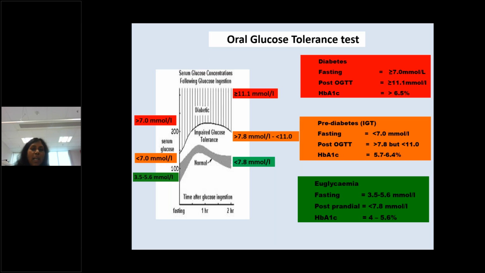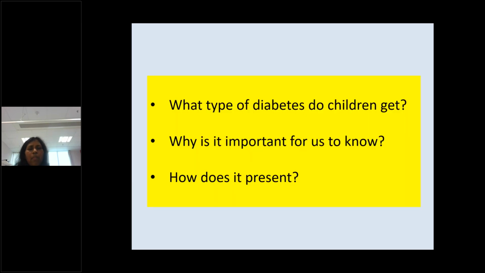And if you look at the diabetes cutoff, as I have said here, fasting should be more than 7 millimoles per liter, post OGTT it should be more than 11.1 millimoles per liter, and HbA1c should be more than 6.5%. However, a random glucose of more than 11.1 also diagnoses diabetes, and we don't necessarily have to go ahead and do a formal OGTT.